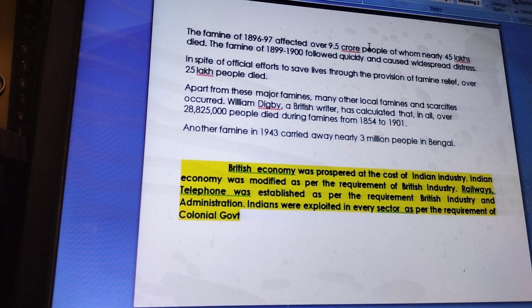The British economy prospered at the cost of Indian industry. The Indian economy was modified as per the requirement of British industry. Railway and telephone were built as per the requirement of British industry and British administration. Indians were exploited in every sector as per the requirement of the colonial government.